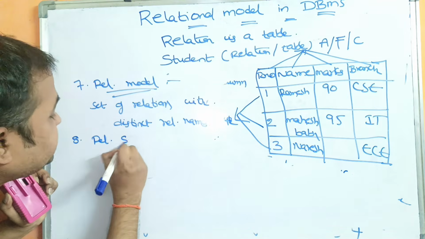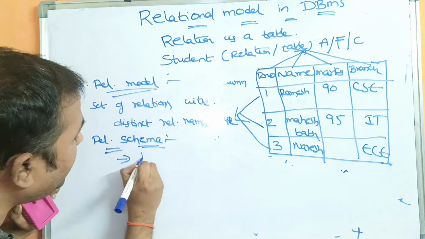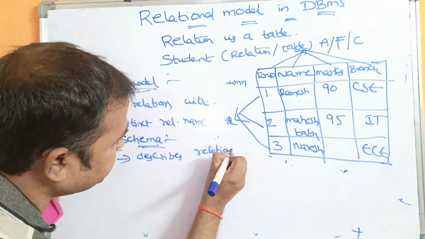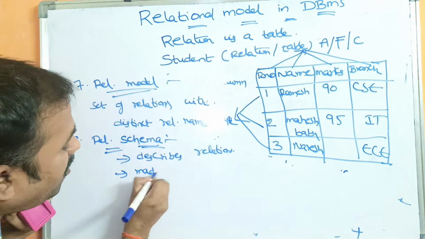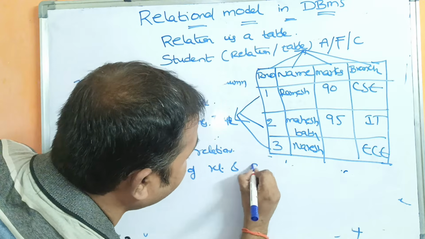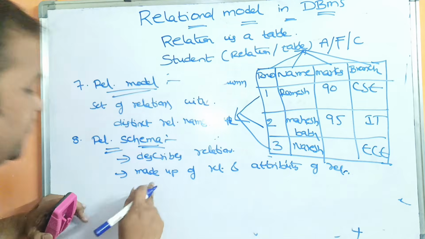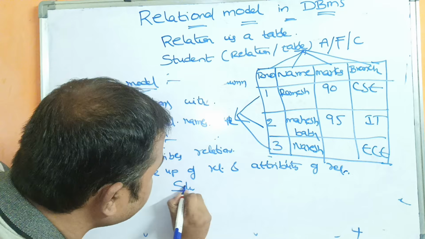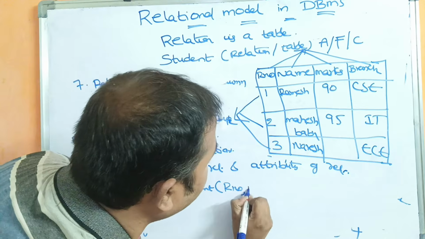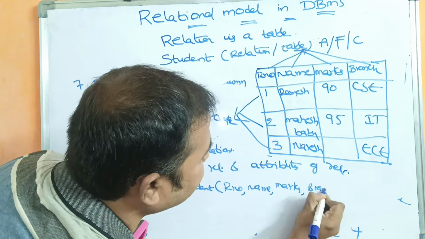The next one is relational schema. So what is relational schema? Relational schema mainly describes the relations. Relational schema is made up of the relation and attributes of the relation. So here in this example, what is the relation? Student is the relation, whereas the attributes are roll number, comma, name, comma, marks, comma, branch. So this is about relational schema.